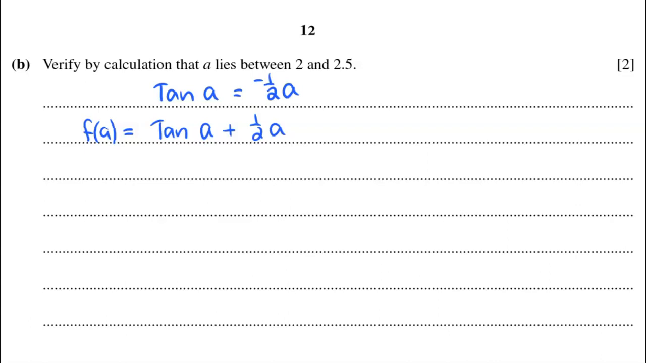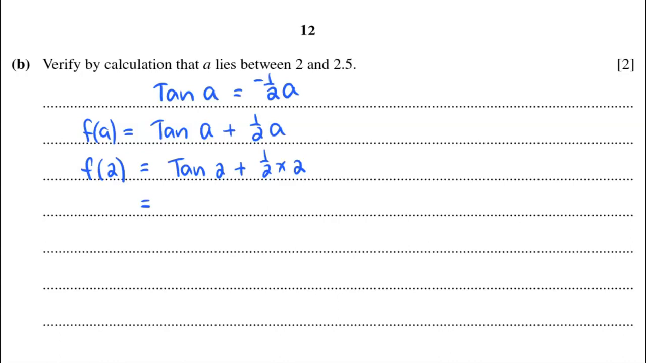Right, so if we add a half of A to both sides, we'll get tan of A plus a half of A equals 0. Now we want to say, what's the root of this function? A root of a function is where the function equals 0. And so let's verify that it lies between 2 and 2.5. All we have to do is put 2 and 2.5 into the function. So we're going to get tan of 2 plus a half of 2. Now remember that we are differentiating and integrating, so whenever we use trig functions, we have to use radians. Put your calculator into radians to solve this.